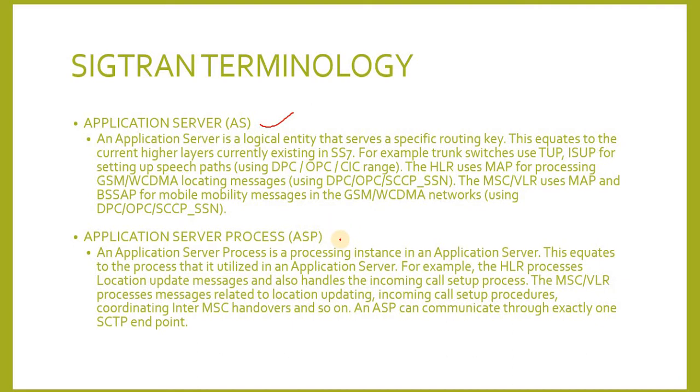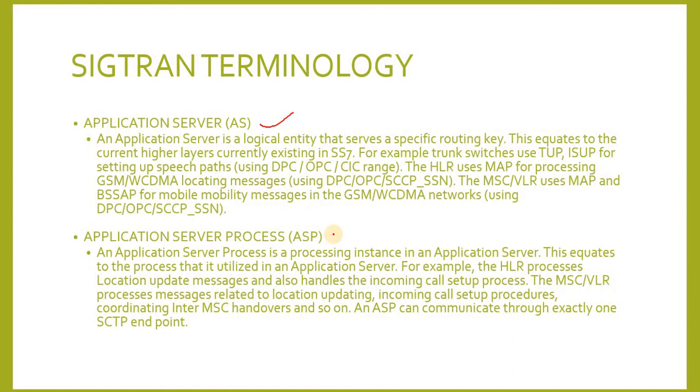For example, trunk switches use TUP, ISUP for setting up speech paths, using DPC/OPC/SIC_range. The HLR uses MAP for processing GSM/WCDMA locating messages, using DPC/OPC/SCCP_SSN. The MSC/VLR uses MAP and BSSAP for mobile mobility messages in the GSM/WCDMA networks, using DPC/OPC/SCCP_SSN. It relates to addressing the entity that will be processing the SS7 information.